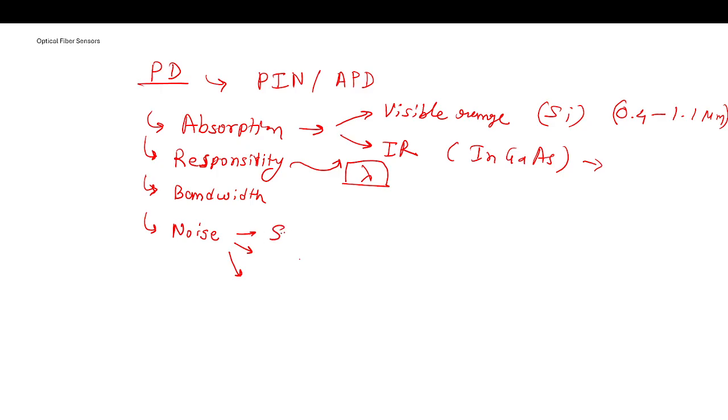Okay, moving towards the next thing, the noise. There will be shot noise, then there will be thermal noise and dark current noise.